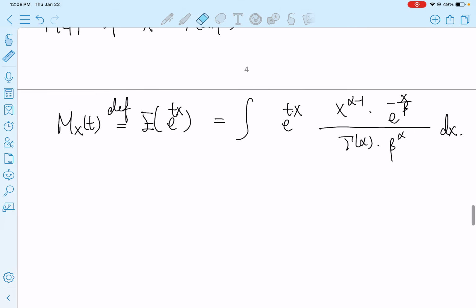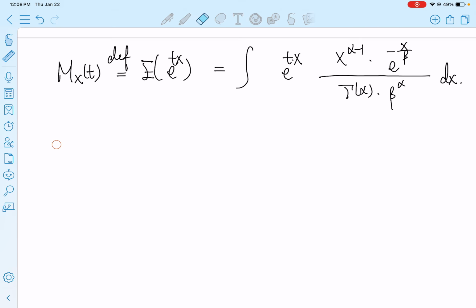Okay, so now let's simplify this integral by combining terms. First of all, I'm going to group the e raised to the power of tx and the e raised to the power of negative x over beta together. So the integral here, x raised to the power of alpha minus 1, and then I'm grouping e^(tx) plus, or so, now this is what we have talked about, e^a multiplied by, let me put it on the top.